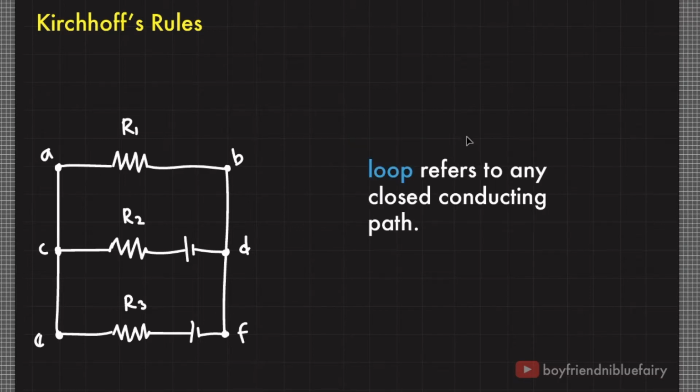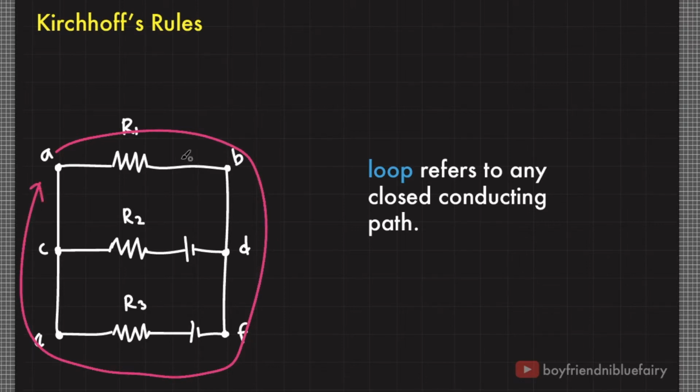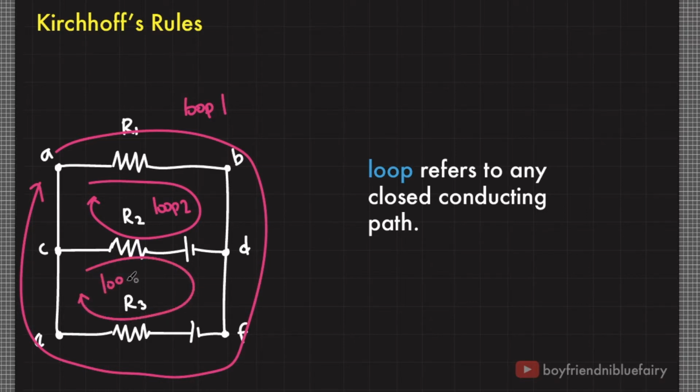Next, a loop refers to any closed conducting path. So in this circuit, there are three possible closed loops. I can draw a loop from point A to point B to point D, F, E, C, and back to A. That's one closed loop. I can also draw a loop from point A, B, D, and C. So that's another loop. I can also draw a loop from point C, D, F, and E. So that's also an example of a loop.